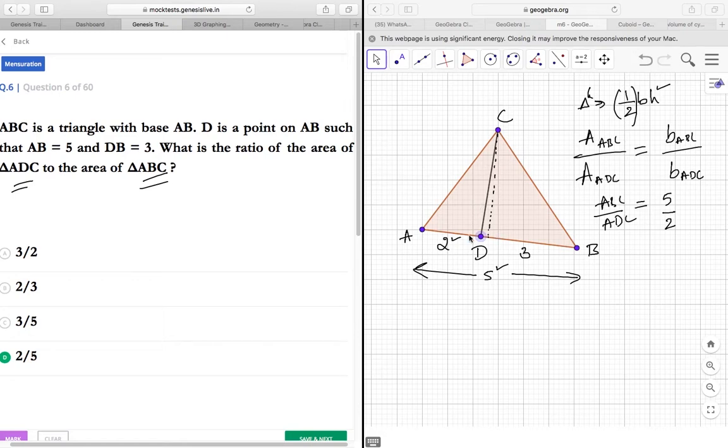The reason being, it's the same base. The same base means the distance from the vertex, that is C, to the bases is the same. That is nothing but the height. So once you establish this logic, the next thing is proportionality. Area ratio is equal to base ratio, then you get your answer. Fine. Nice question, very nice question. Let's go to the next one now.